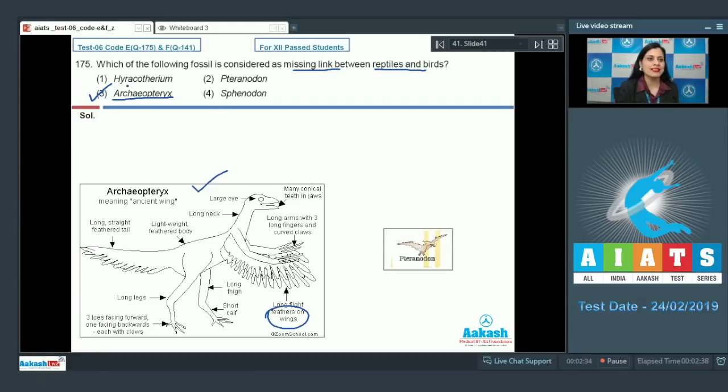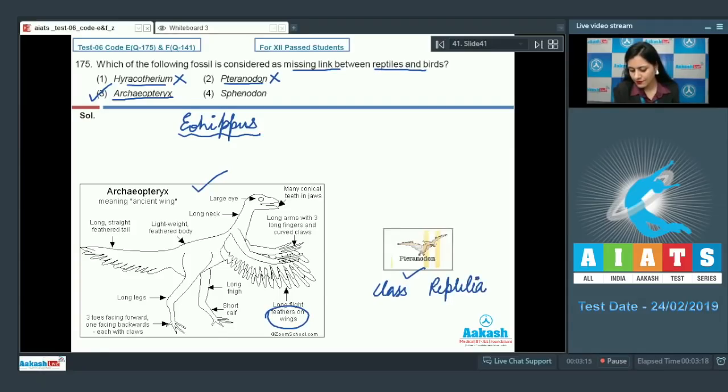The very first option given is Hyracotherium, and this is an incorrect option. Hyracotherium is the name given to fossil of first horse known as Eohippus. Next option is Pteranodon, and this is an incorrect option. Pteranodon, as you can see here, belongs to the class Reptilia. And the last option is Sphenodon, and this is an incorrect option. Sphenodon is a reptile and considered as living fossil. So the correct answer to this question is option number 3. Let's discuss our next question.